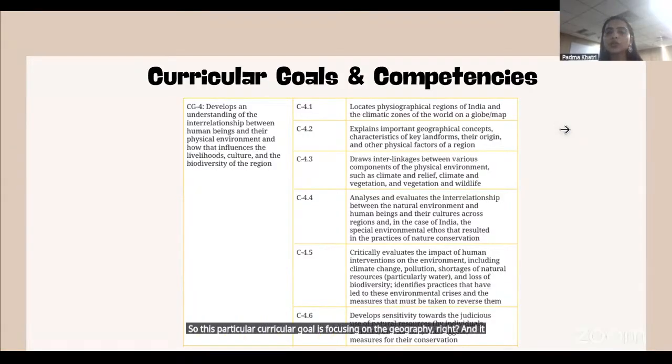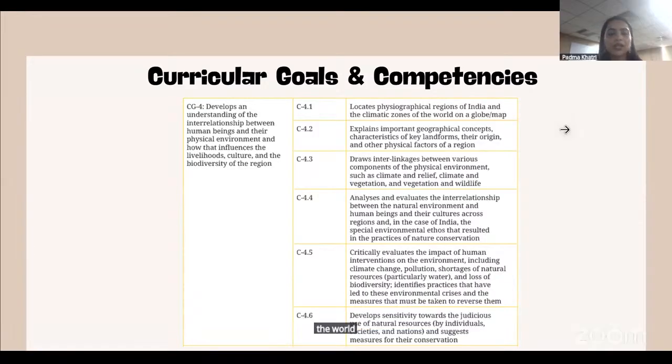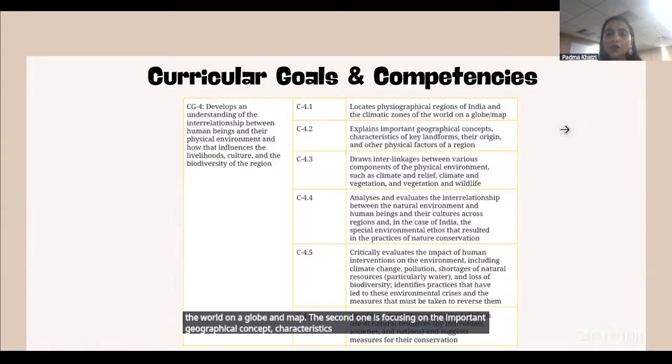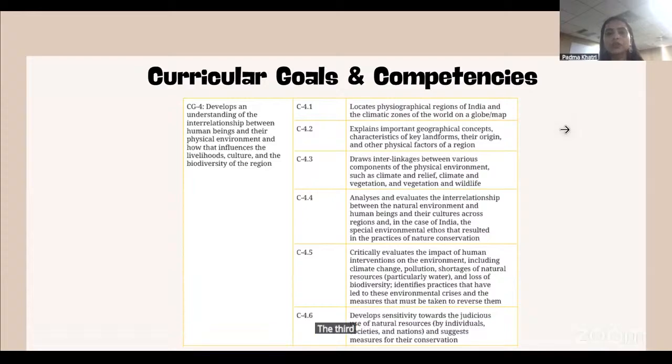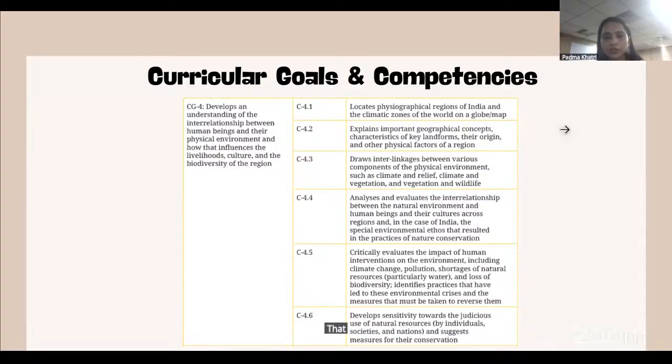And it has six competencies. First one is focusing on locating the physiographical regions of India and the climatic zones of the world on a globe and map. The second one is focusing on the important geographical concepts, characteristics of key landforms, their origin, and the other physical factors of the region. The third competency is focusing on drawing the interlinkages between the various components of the physical environment, like climate and relief, climate and vegetation and wildlife. So how these impact each other, that is the focus here, to bring that interlink between these components.